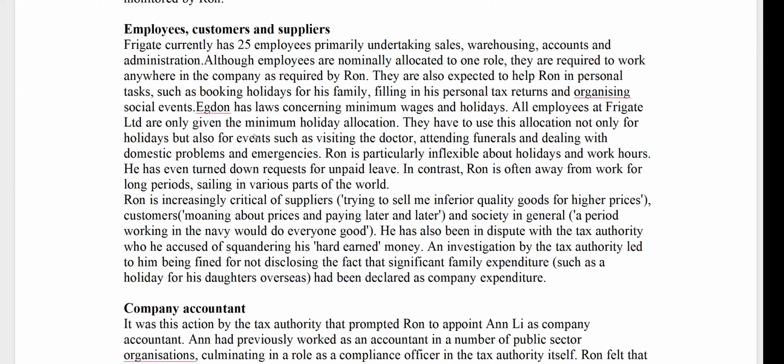Employees, customers, and suppliers. Who was reading? You should read that one. Okay. Frigates currently have 25 employees, primarily undertaking sales, warehousing, accounts, and administration. Although employees are normally allocated to one role, they are required to work anywhere in the company as required by the role. They are also expected to help run personal tasks, such as booking holidays for his family, filing his personal tax returns, and organizing social events. Let's go on. I don't like it at all.